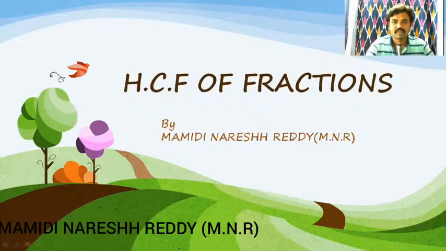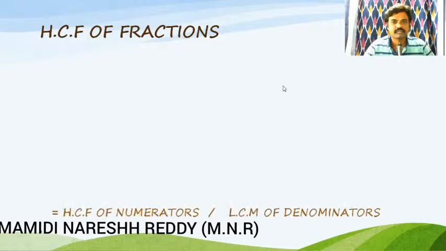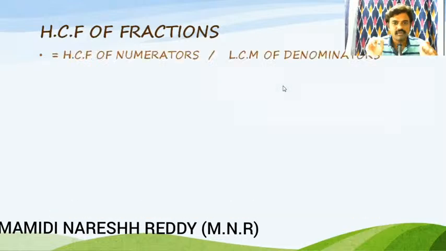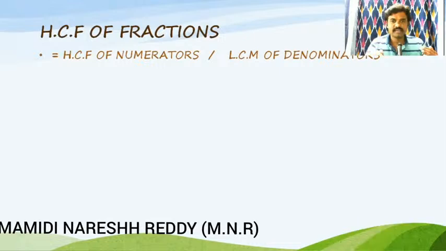Let's see. There is an amazing formula to find the H.C.F of fractions. H.C.F of numerators by L.C.M of denominators, like L.C.M. How did we find the L.C.M of fractions? We found L.C.M of numerators and H.C.F of denominators. Here, in the case of H.C.F, we need to find H.C.F of numerators. Was it awesome?